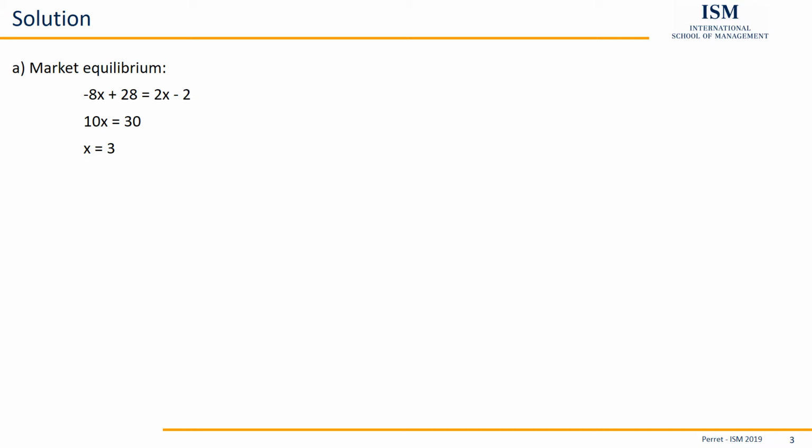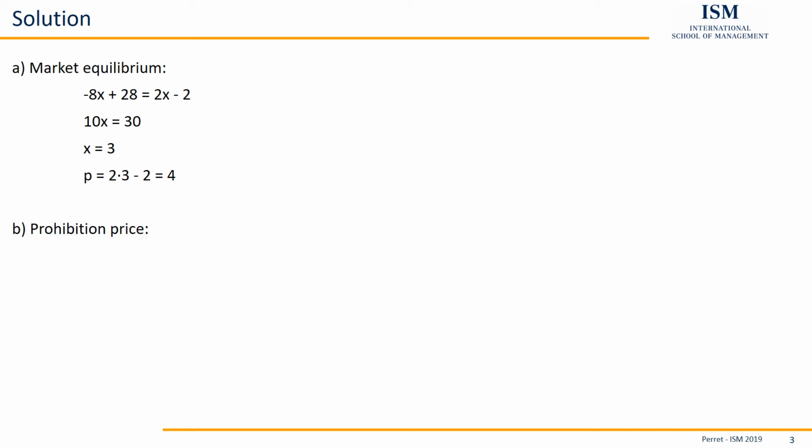This can then be inserted again into either the demand or supply curve. Here we do this with the supply curve because it's a bit easier. And we get an equilibrium price of 2 times 3 minus 2, so an equilibrium price of 4. Then we have equilibrium price and quantity. And that's all there is to part A.